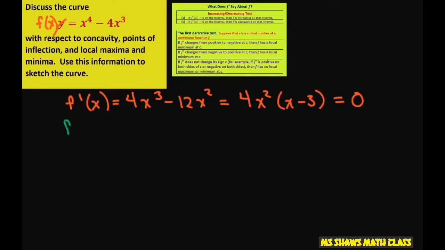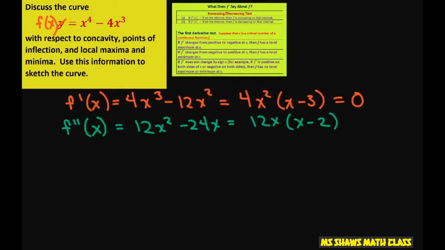Let's go ahead and take the second derivative while we're here. It's an easy polynomial derivative: 12x squared minus 24x. Factor out the 12x, and that's going to give you x minus 2. So we'll be using that in a minute.